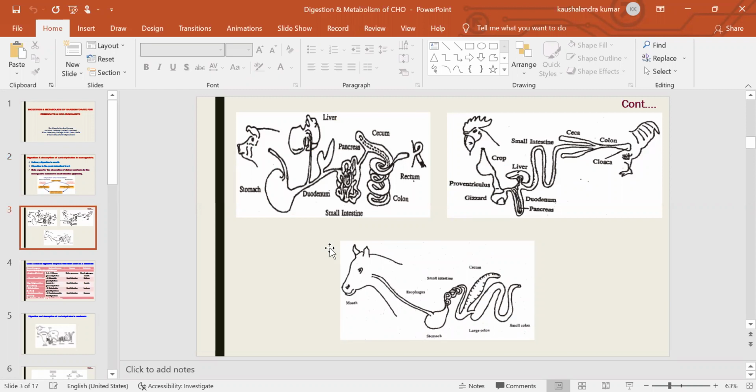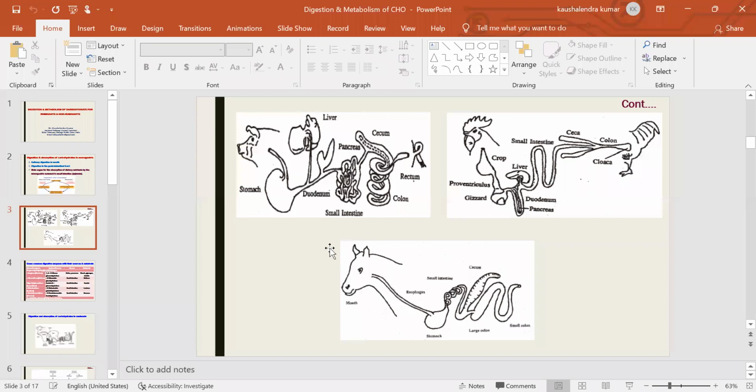You can see the different figures of the digestive system. The first one is the swine digestive system, the second one is chicken or poultry, and the third one is the horse digestive system. You can compare the size of the digestive systems and how they differ. In poultry there are two cecum, in swine only one cecum.